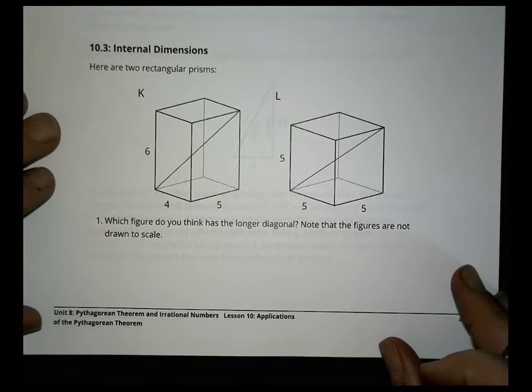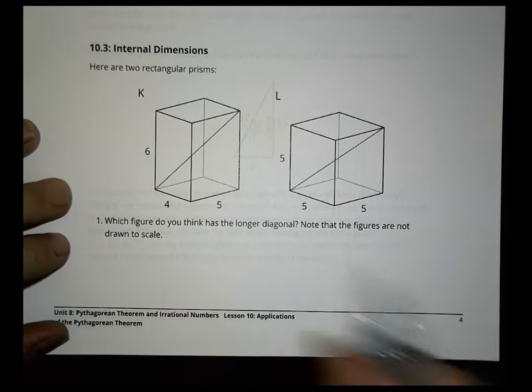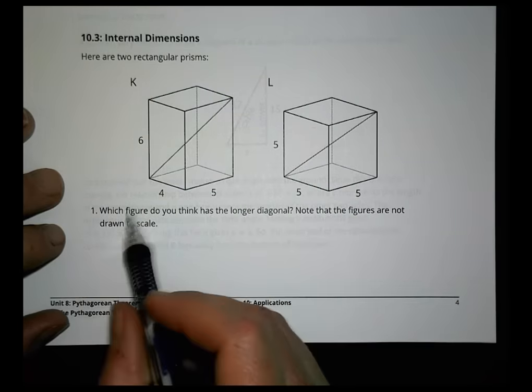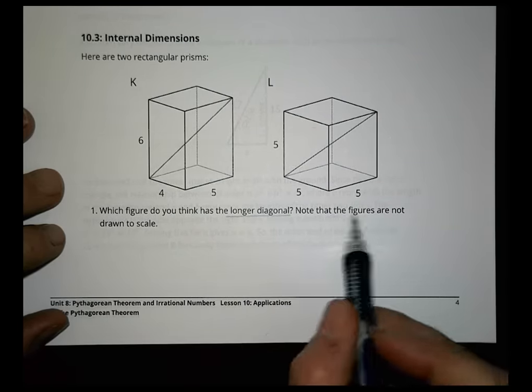Internal dimensions. All right, and I'm going to keep it on this page. The back question wants us to actually solve this, but I'm going to keep it right here for you, okay? It says, here are two rectangular prisms. Which figure do you think has a longer diagonal? Note that the figures are not drawn to scale.